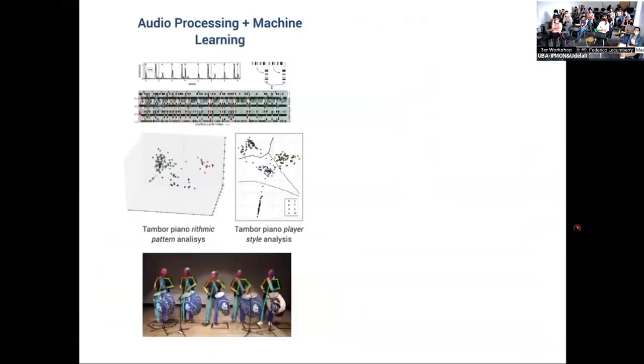However, the input information to a machine learning system could be computed from any kind of signal. For example, at left, the rhythmic pattern of playing a candombe drum is analyzed, detecting different styles associated with groups from different neighborhoods, or even the player style can be clustered and analyzed.